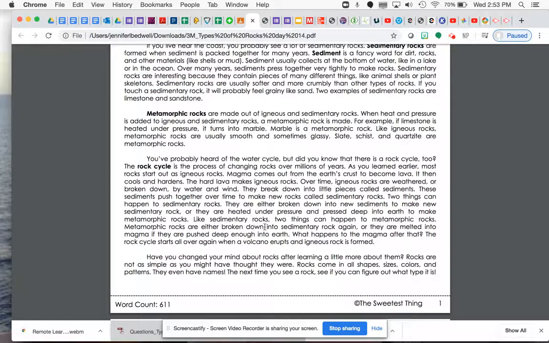Like sedimentary rocks, two things can happen to metamorphic rocks. Metamorphic rocks are either broken down into sedimentary rock again, or they are melted into magma if they are pushed deep enough into earth. What happens to the magma after that? The rock cycle starts all over again when a volcano erupts and igneous rock is formed.